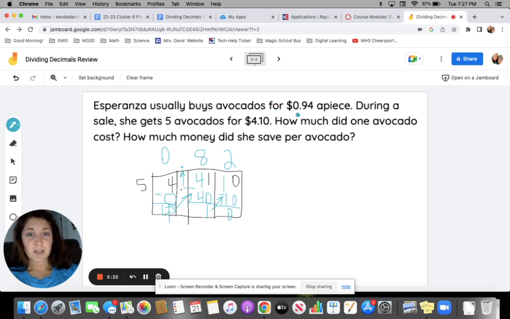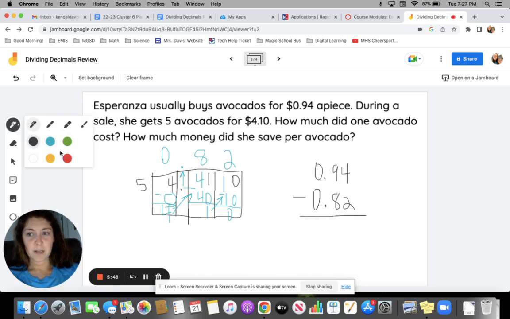She usually buys avocados for 94 cents a piece. And my question wants to know how much money did she save per avocado? So now I've got to do a subtraction problem to figure out how much she saved. So I've got 94 cents minus 82 cents. 4 minus 2 is going to be 2. 9 minus 8 is 1. Place that decimal straight down. 0, so therefore she saved 12 cents per avocado.